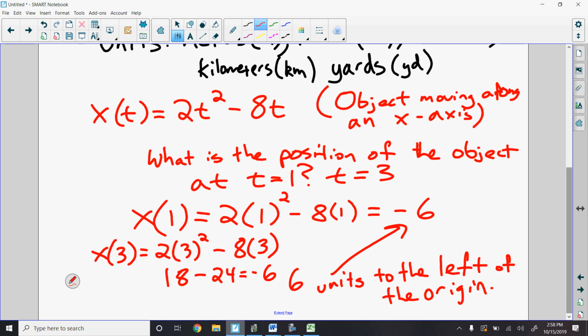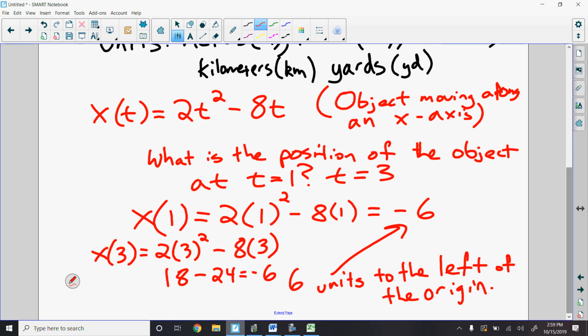Now if I tried x of 4, 4 squared is 16. 16 times 2 is 32. It'd be 32 minus 32. But let's use 10 for an example. I'm trying to find one that's positive. x of 10 would be 200 minus 80. 200 minus 80 would be 120. That would mean 120 units to the right of the origin.